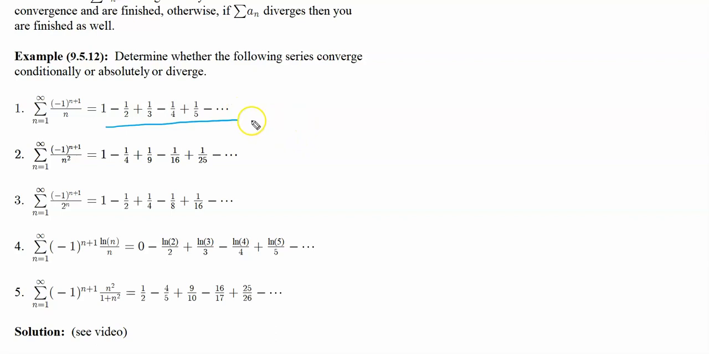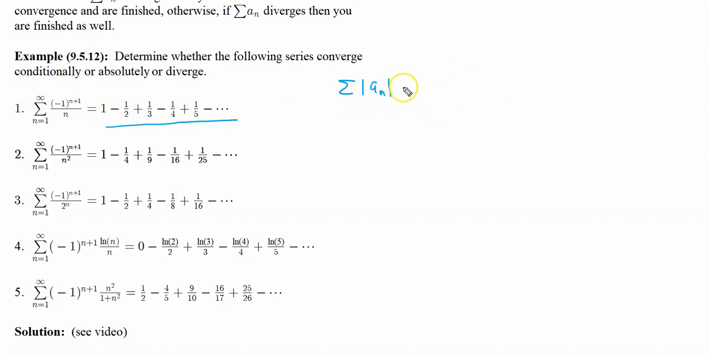Now the general procedure to determine the type of convergence we have is to first of all look at the summation of the absolute value. If this converges, you're finished, you have absolute convergence, and you're done. If this converges, remember, so does the original series, and that's it. So let's take a look at this.